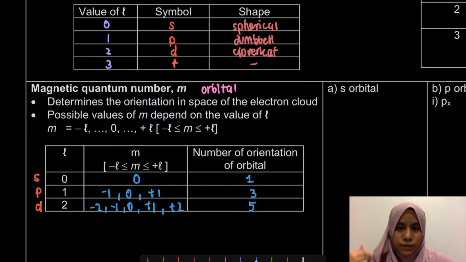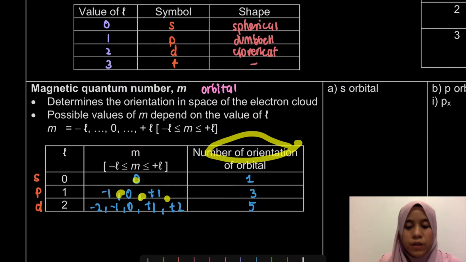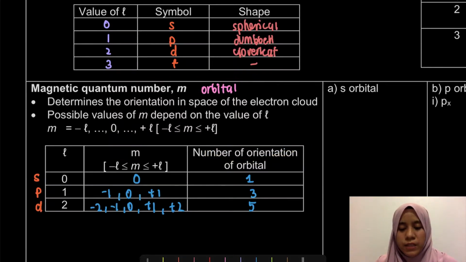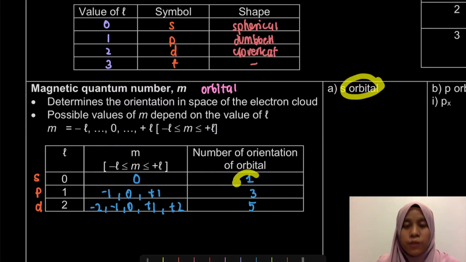So far so good, hopefully. So M depends on L, and the number of orientations depends on how many values there are. How does it work? For example, we know that L equal to 0 is the S orbital, so for the S orbital there is only one possibility.